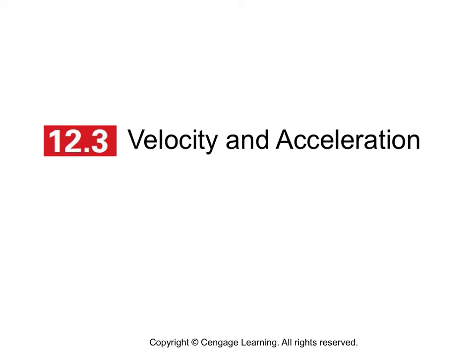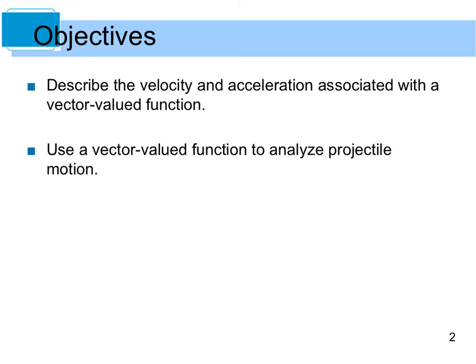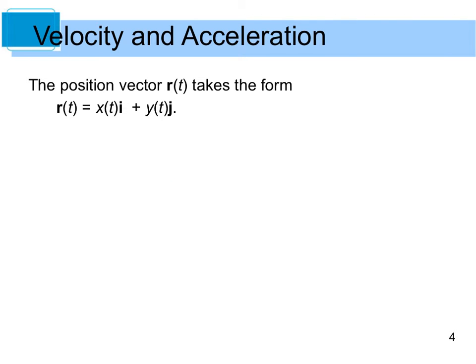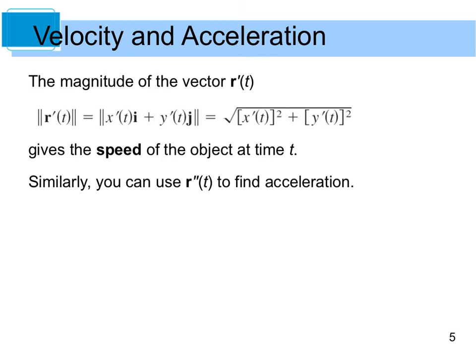All right, so now we're in 12.3, velocity and acceleration. So we're going to describe the velocity and acceleration associated with vectors. So if my position vector r has the form x(t) i, y(t) j, then I know my velocity vector is going to have the magnitude, using our magnitude notation of the derivative.